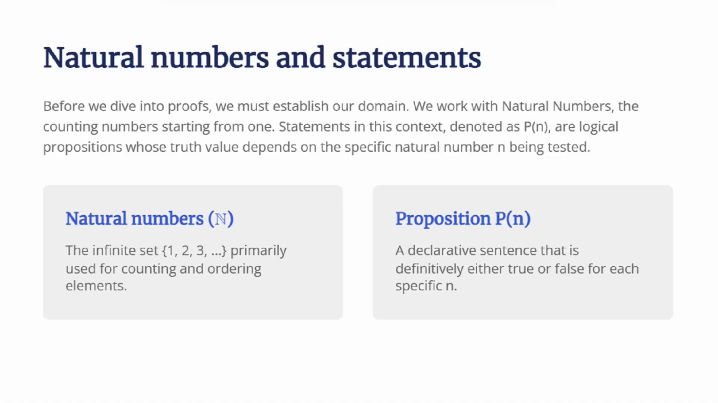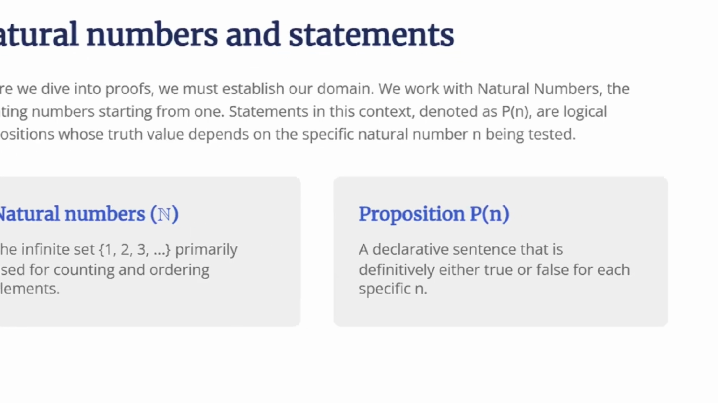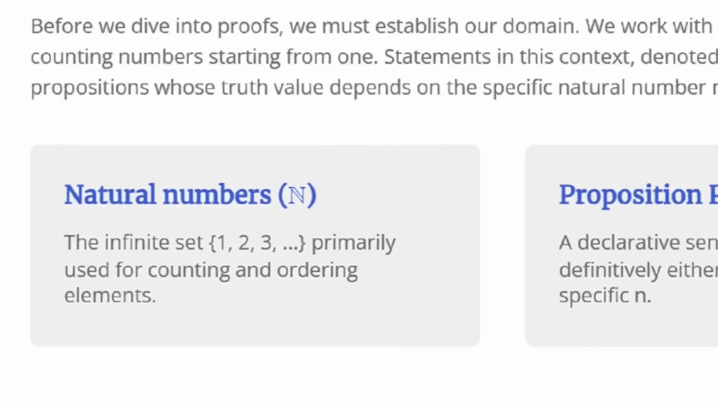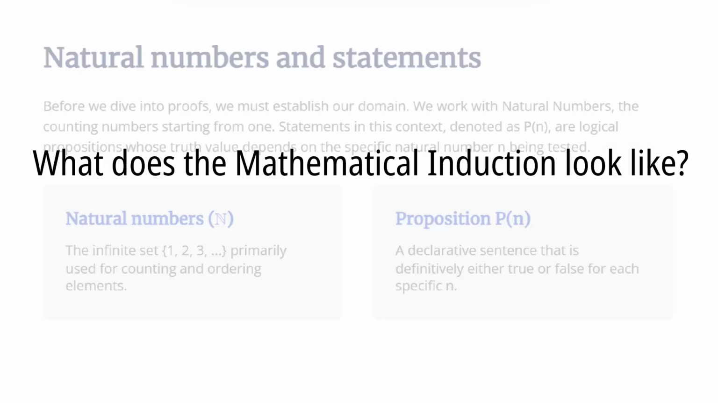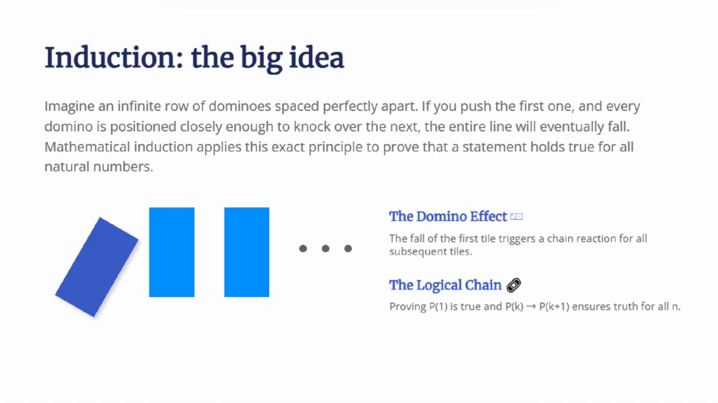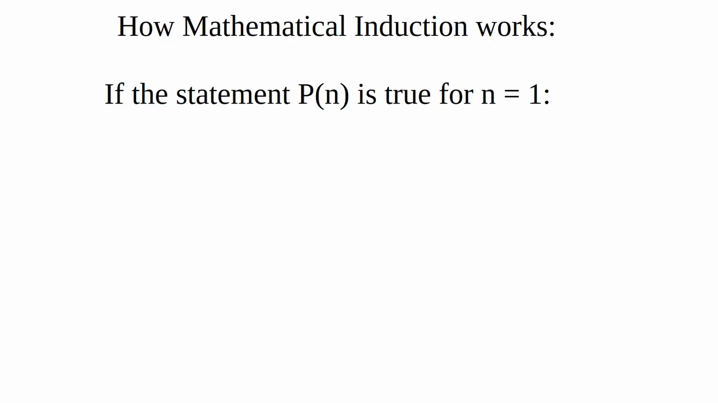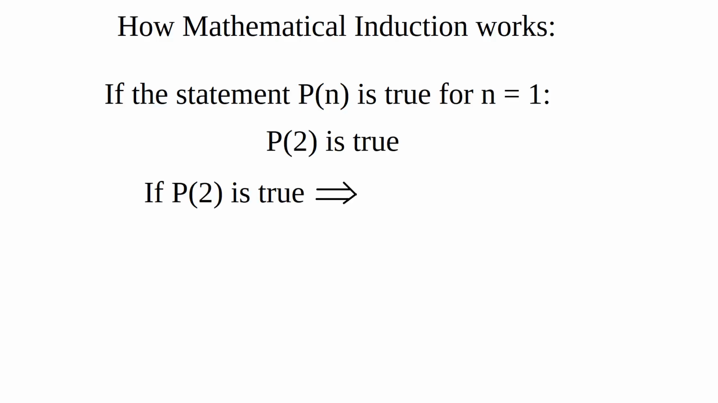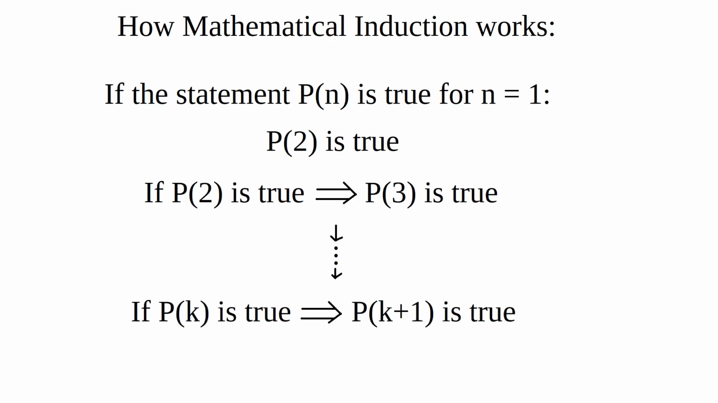Now, before we talk about what mathematical induction is, let's establish our domain. First of all, math induction is a proof method that we're going to use for a proposition that works for all natural numbers. Now, what does the mathematical induction look like? Well, it reminds you of a domino. If it's true for one number, it's going to be true for the next one. If it's true for that one, it's going to be true for the one after the next one, and etc. It keeps going. It's like a chain reaction.